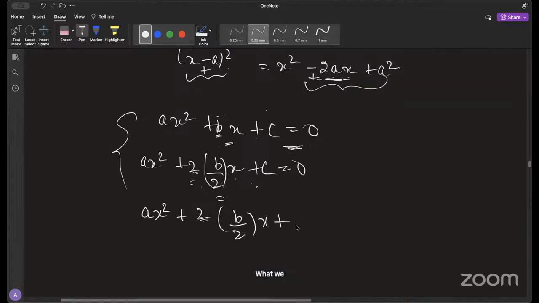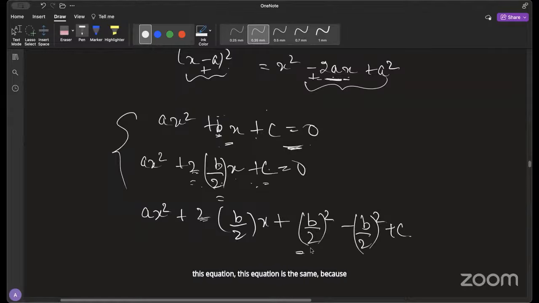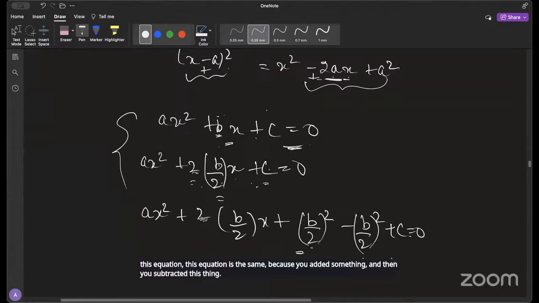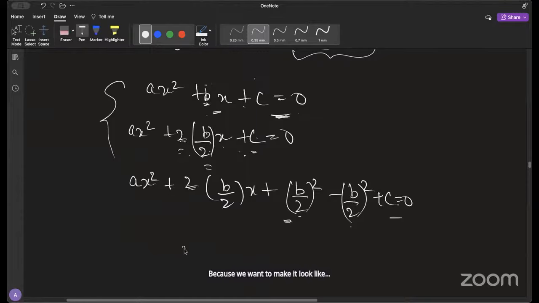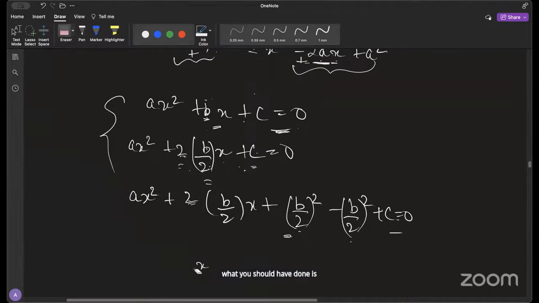And what we do here is we just add b by 2 whole squared and subtract b by 2 whole squared, so that your equation is still the same. So this equation and this equation are the same because you added something and then subtracted this thing. So it remains the same. And why are we doing all this? Because we want to make it look like ax square, or what you should have done is we missed that part here. Ma'am, first we have to divide by a. Yeah. You should have divided it by 2a.